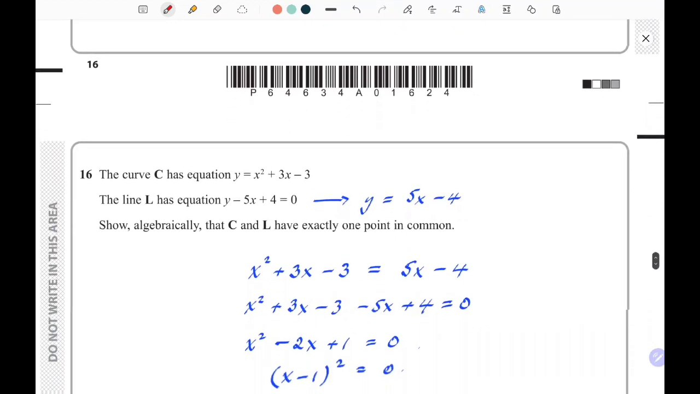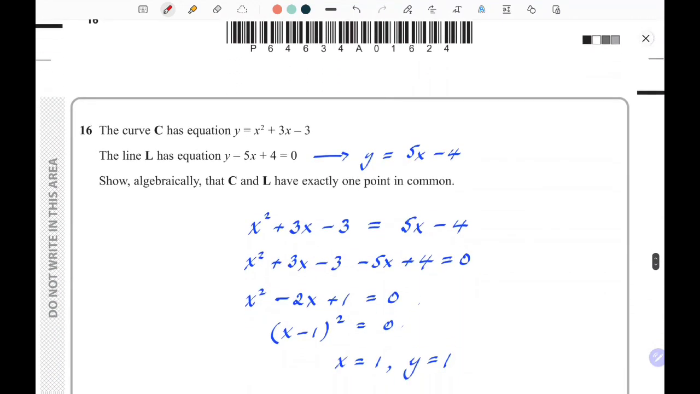All right, number 16. This one, we've got a curve, has an equation with y equals x squared plus 3x minus 3. So that is a quadratic. And then there's a line which has equation y minus 5x plus 4. Now, I've rearranged it into the form that most of you will recognize, mx plus c, all right? So the one that we want to work with is y equals 5x minus 4. Okay, and it says show algebraically, all right, no graphs.